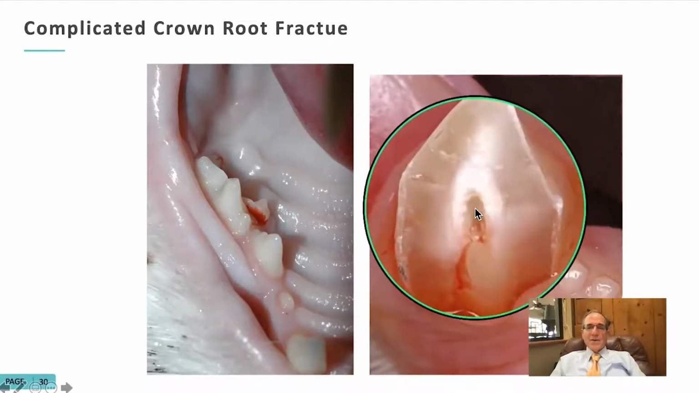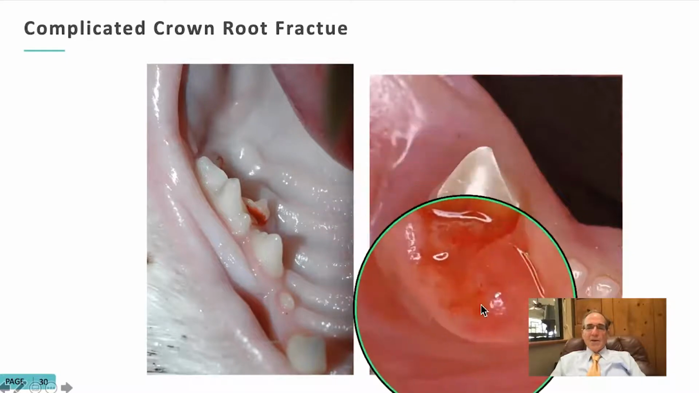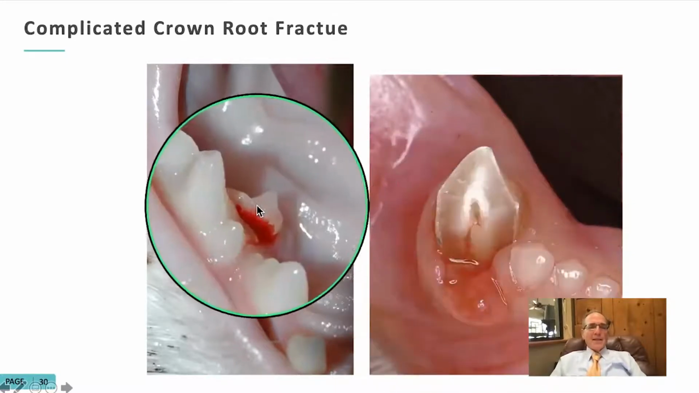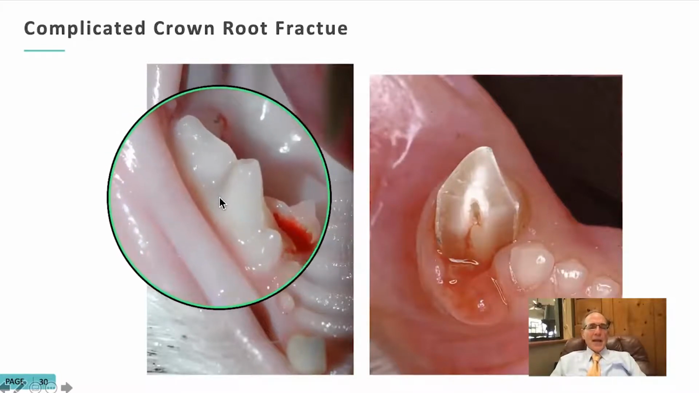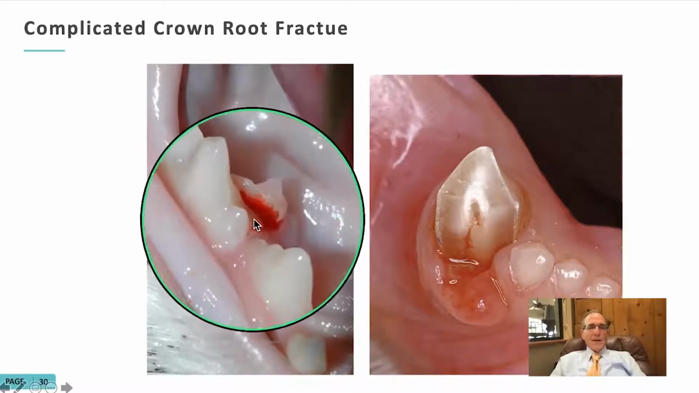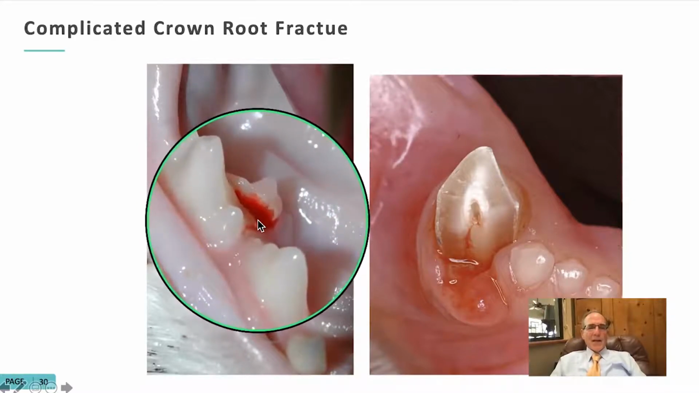So not only do you need to do a root canal, but we need to do a gingivectomy to remove the pocket. And in this situation, I don't know how this cat fractured the palatal root here, but it did. So this is also a slab fracture.